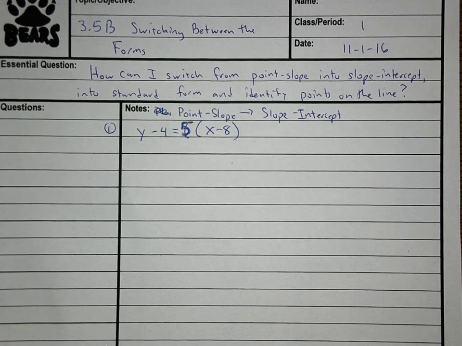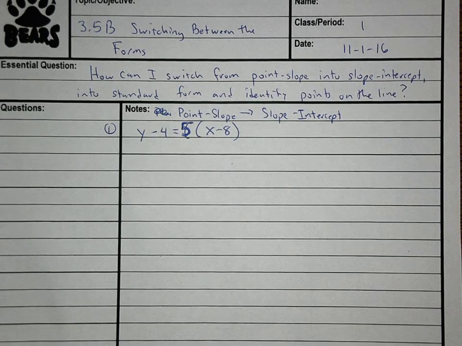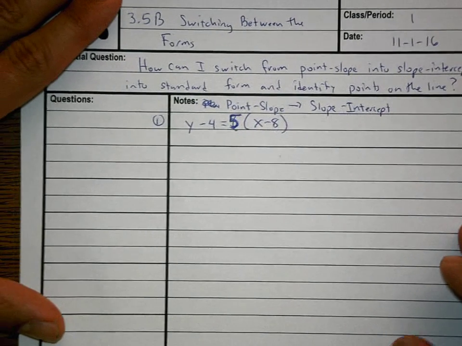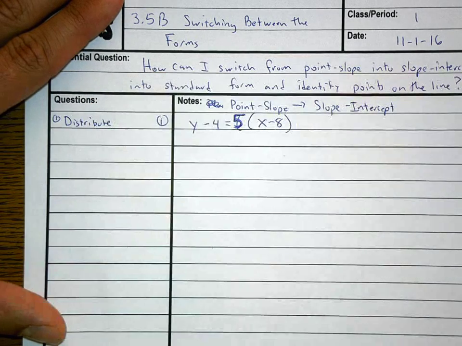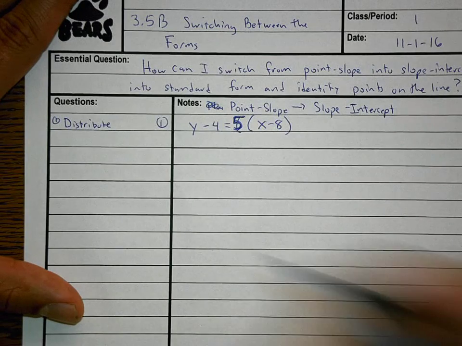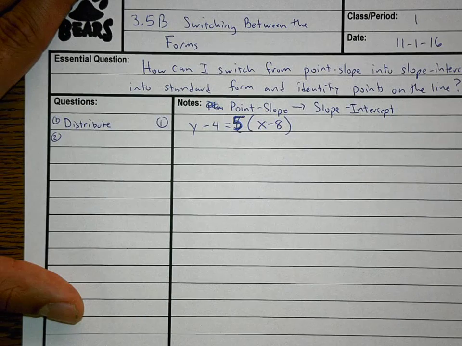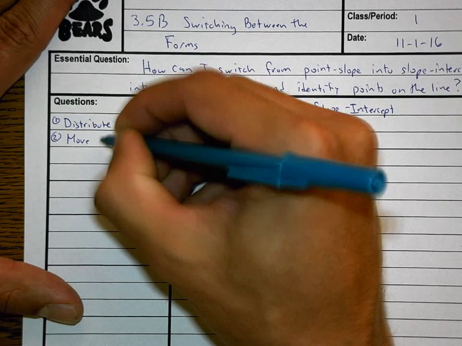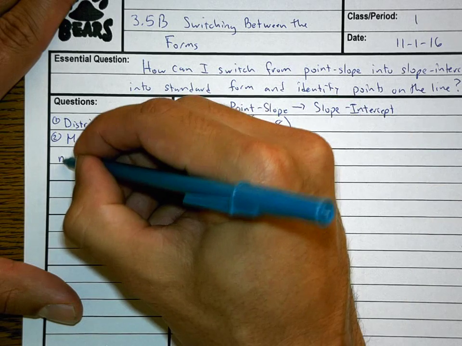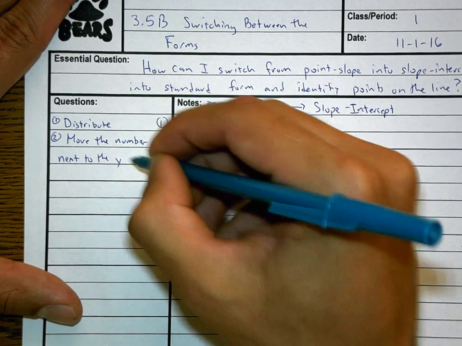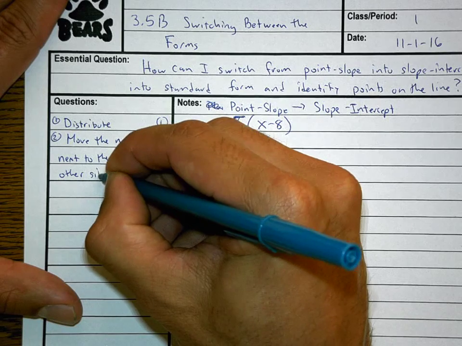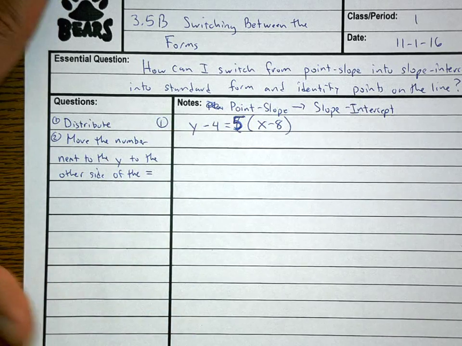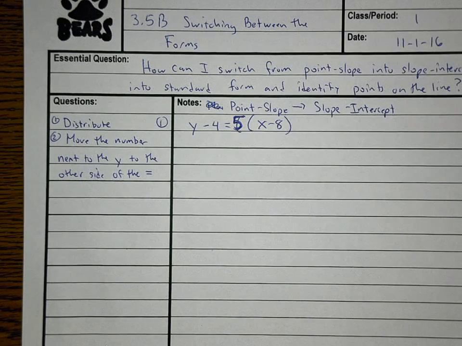If I want this into slope-intercept form, I'm going to follow a few steps just like we did before. And I'll write out the steps over here. Distribute. Second step, move the number next to the y to the other side of the equal sign. It's basically 2 steps to go from point slope into slope intercept form.